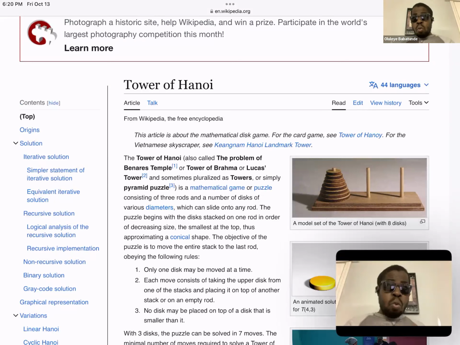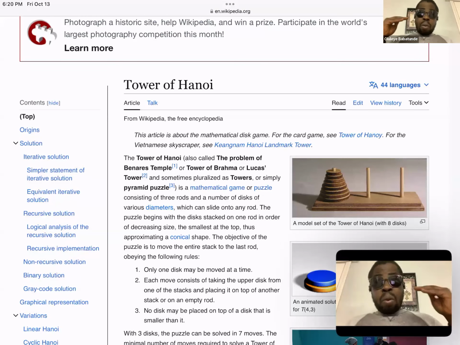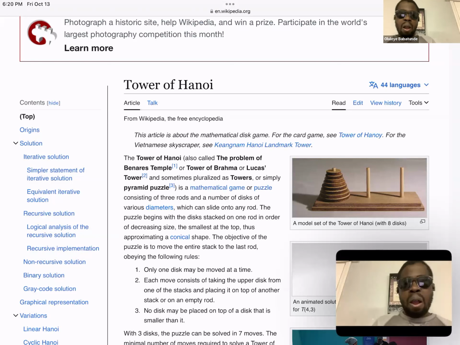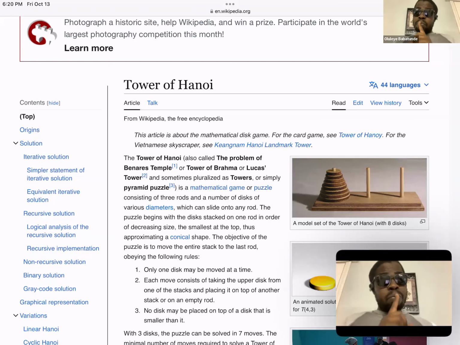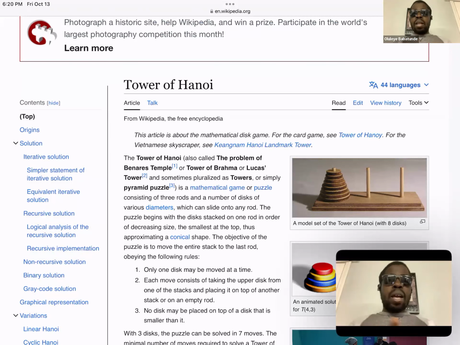Now, these are the rules of the game. Only one disc may be moved at a time. Each move consists of taking the upper disc from one of the stacks and placing it on top of another stack or on an empty rod. And be careful: no disc may be placed on top of a disc that is smaller than it. So you cannot place a larger disc on a smaller disc.